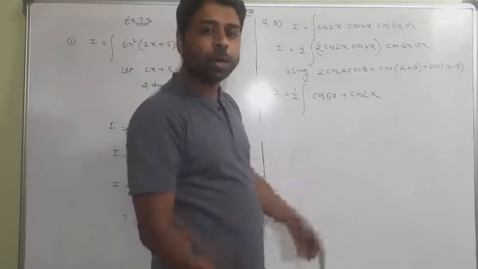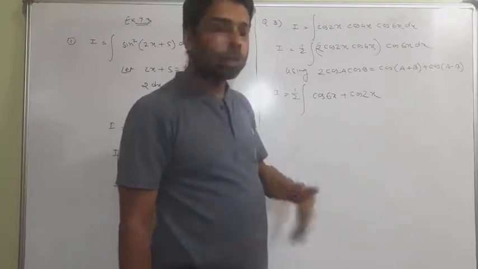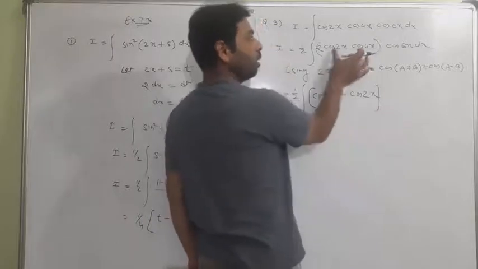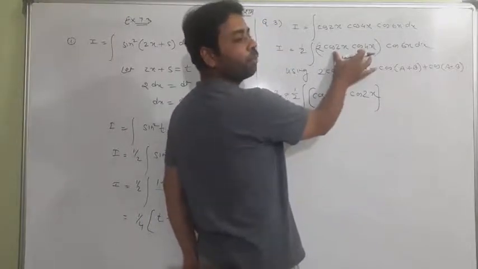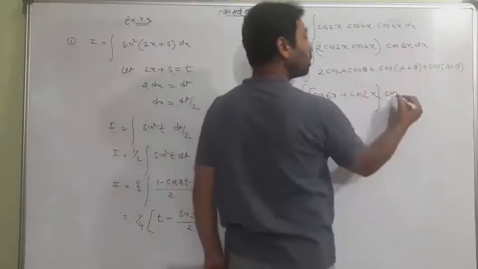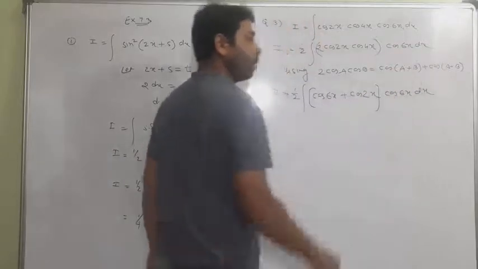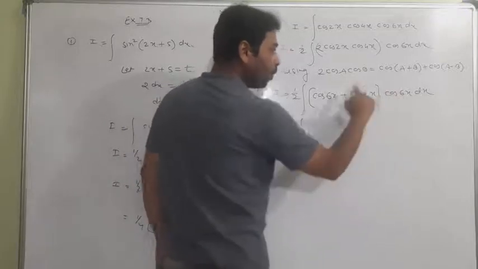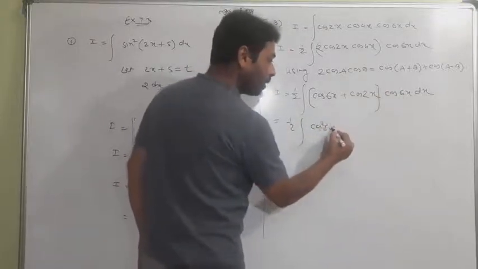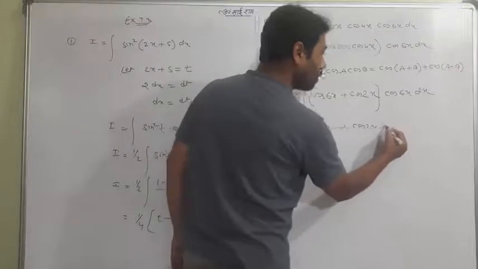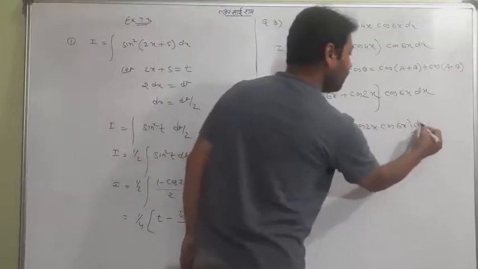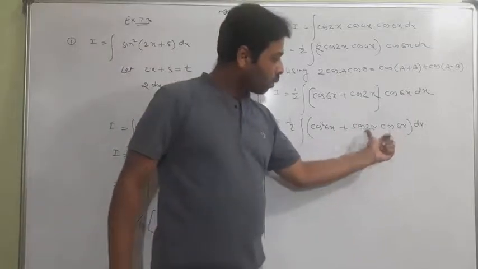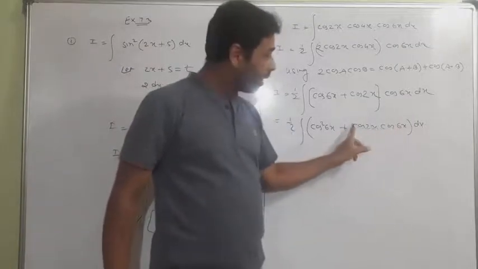So why should we extend one more step? We can use a shortcut, cos 2x. This is the simplification after using the formula here, and only cos 6x will be written here. Now multiply half with cos 6x into the bracket: it's cos square 6x and cos 2x cos 6x, dx. Again, if you observe this cos 2x into cos 6x, it requires 2 here.